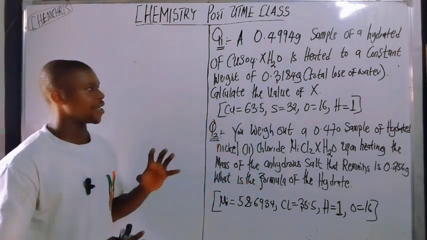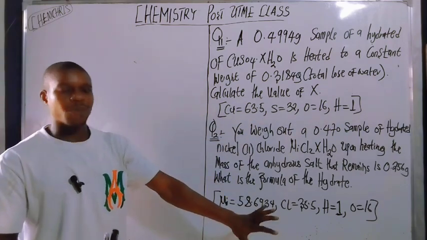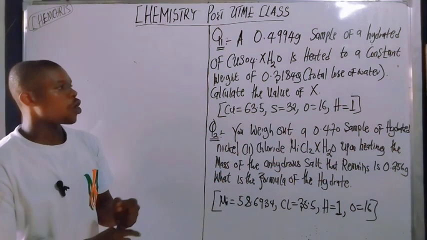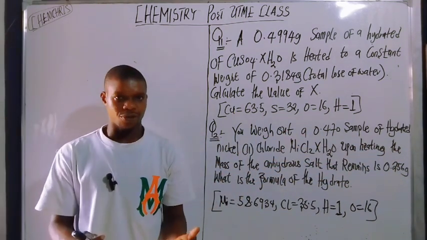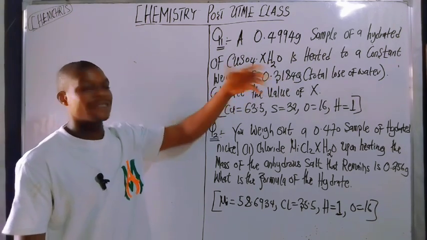So now let's look at this question here. There are two questions. I'm going to solve these two questions, then I'm going to give you one for you to try. It's called water of crystallization, where we calculate X, the number of water molecules in a salt.